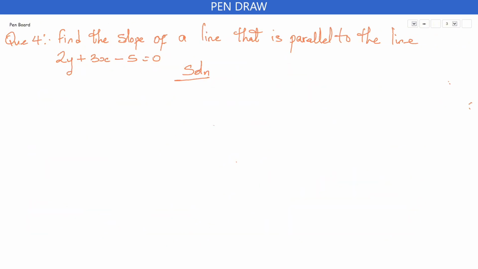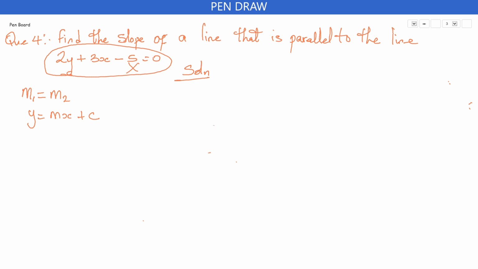Okay, now let's look at this question. They ask us to find the slope of a line which is parallel to this particular line. We already know that if they are parallel, our m1 will automatically be equal to what? m2. That means the slope of this particular equation is equal to the slope of that line that we are looking for. And that's all they ask us to look for. But now, how do we get this? We should not forget that equation of a line is equal to what? mx plus c. So to look for m, we have to make this particular equation look like this.